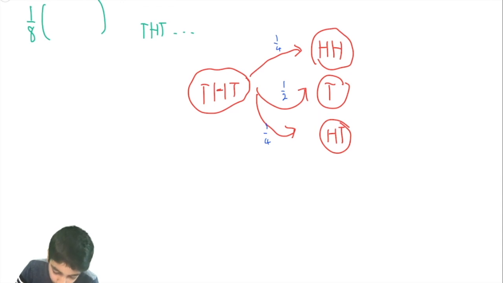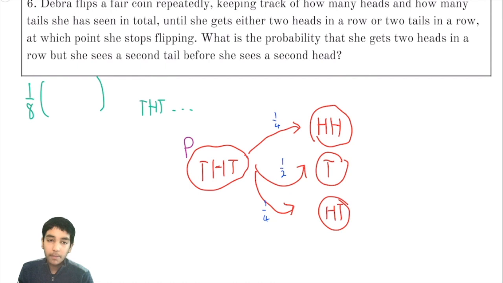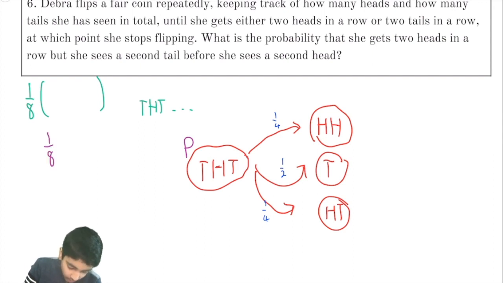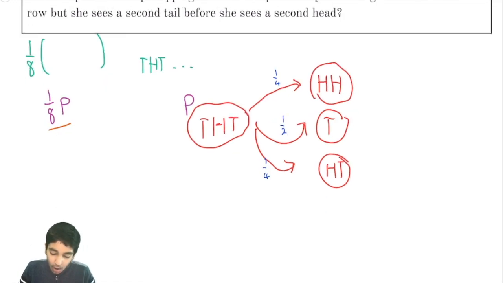So now we can write a states equation. What's the probability of winning from the THT state? Let's call it P. Then we need to find the value of 1/8 times P, because the probability of getting THT in the beginning is 1/8, and then the probability of winning after getting THT is P. So our answer is just going to be 1/8 P. So now we just need to find the value P.